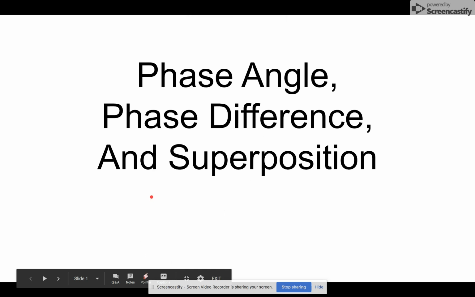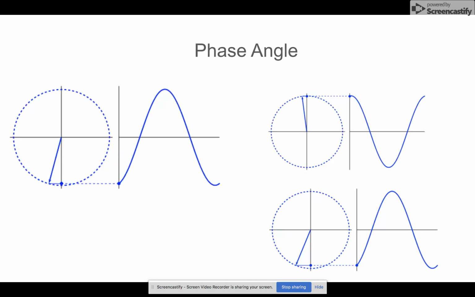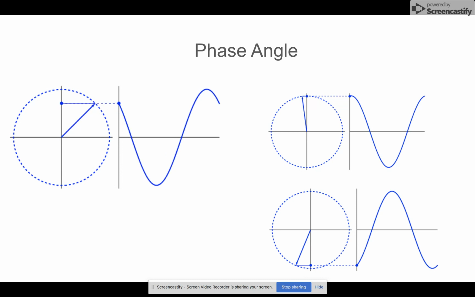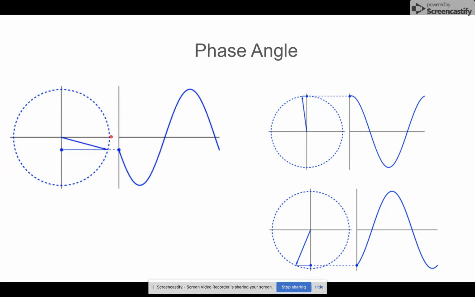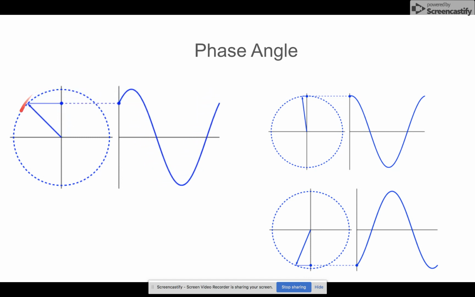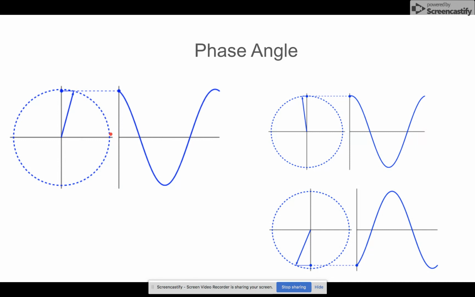Right, so the purpose of this video is to talk about phase angle, phase difference, and superposition of waves. So, phase angle. Now on the left side here, I have a unit circle that goes from 0 degrees, 90 degrees, 180 degrees, 270 degrees, and then back to 360 degrees.